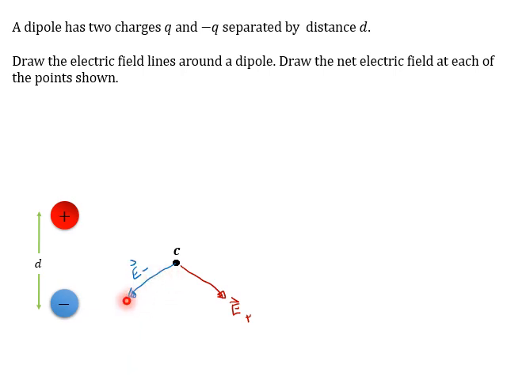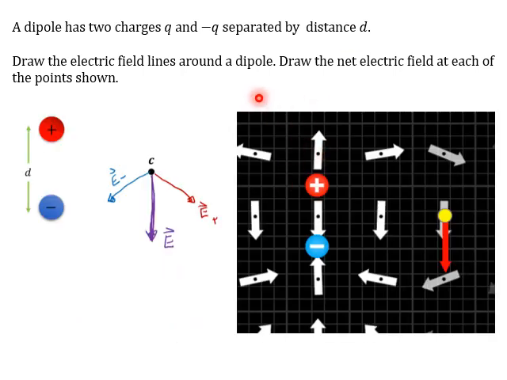Because our vectors are the same length here and they're at the same angle due to symmetry, the x components are going to cancel and the y components are going to add up. That means our net electric field vector is going to point straight down, a bigger y component than either of them. We can also take that vector and compare it against a PhET simulation. Again, our PhET simulation confirms what we drew in our picture. The electric field at point C, which is midway between the two and to the right of them, the net vector points straight down.